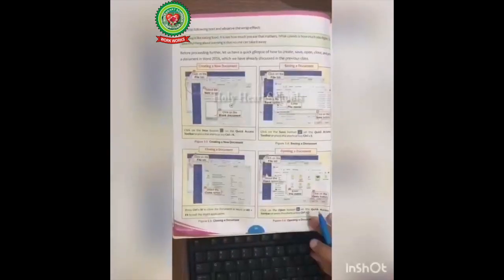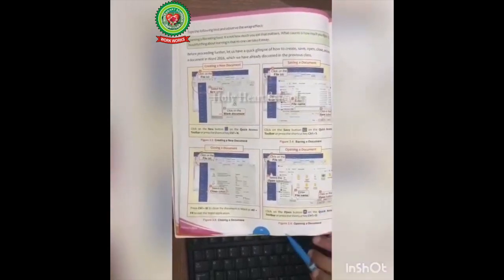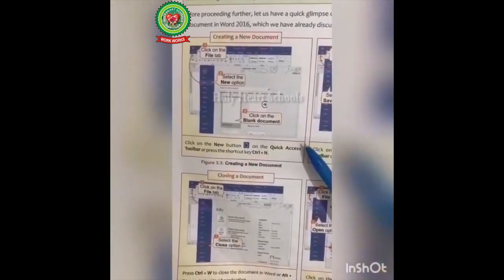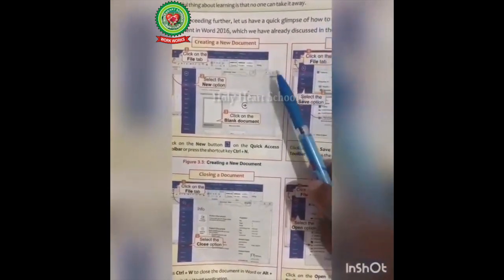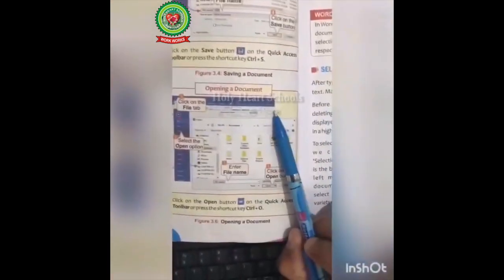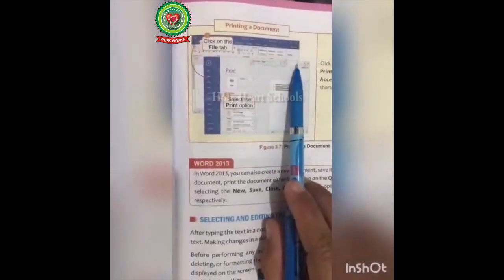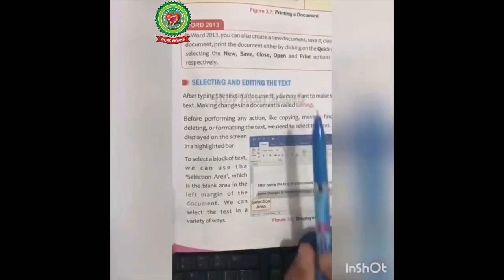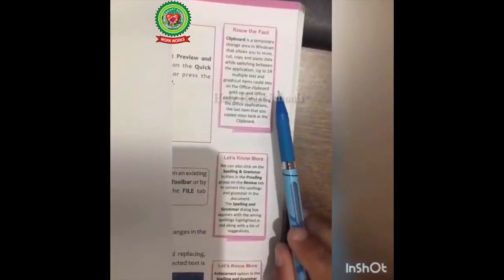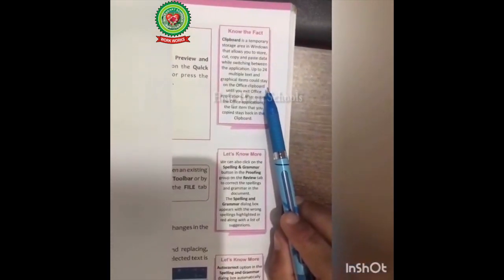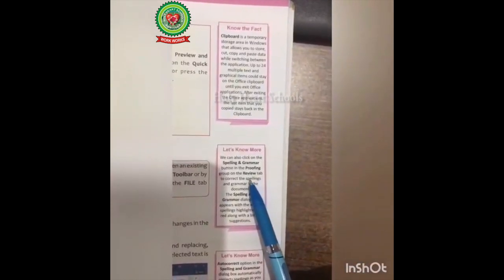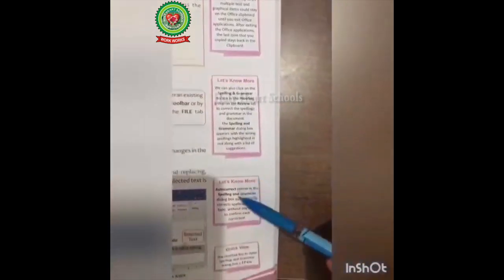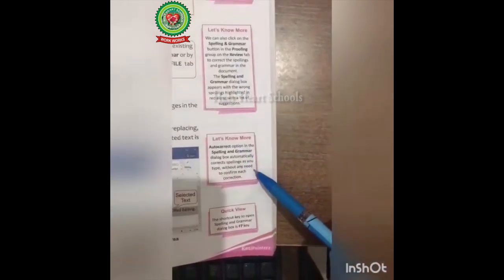So today we will do pages 26 and 27, and the main objectives of these two pages are creating a new document, saving a document, closing a document, opening a document, printing a document, and how to select and edit the text in the document. What is the clipboard area in MS Word? How can we check spelling and grammatical mistakes, and what is the use of the autocorrect feature of MS Word?